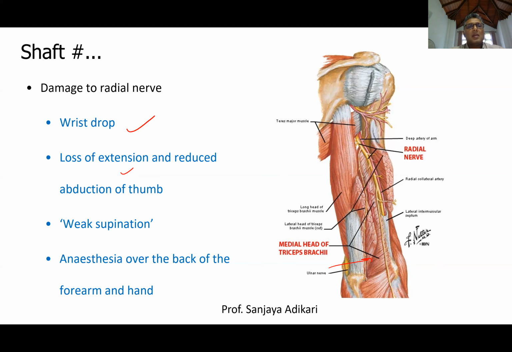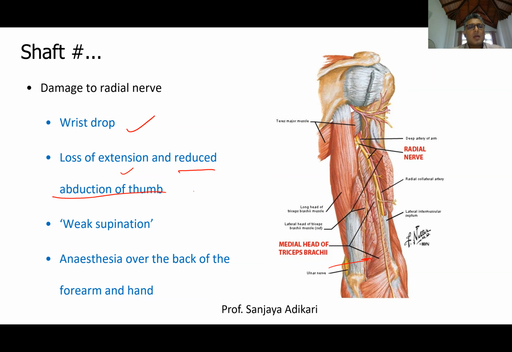They are not supplied when the nerve is damaged. And there is reduced abduction. In the thumb, you get two abductors, abductor pollicis longus and brevis. Longus is supplied by branches of the radial nerve. Brevis is supplied by branches of the median nerve. So that's why I said reduced abduction of the thumb. This is all anatomical, theoretical explanation.